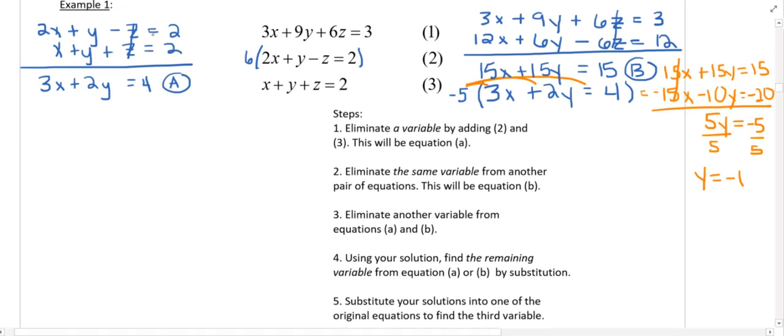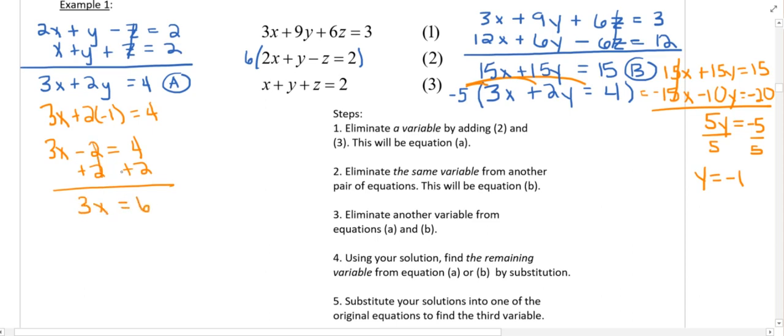Okay, once you get your y value, go back to either A or B, plug it in, find your x value. Okay, so I'll go to equation A, 3x plus 2 times negative 1 equals 4. You have 3x minus 2 equals 4. Add 2 to both sides. That's going to give you a 3x equals 6. Divide by 2. And we're going to get x equals 3.